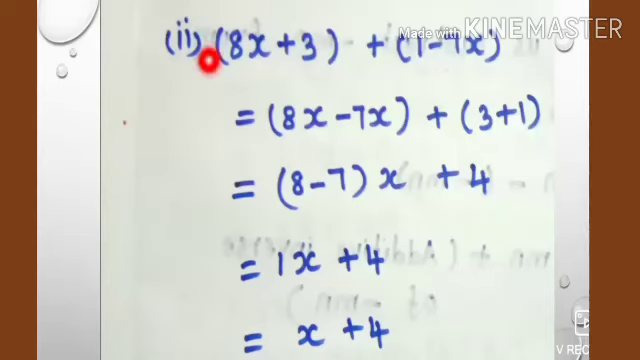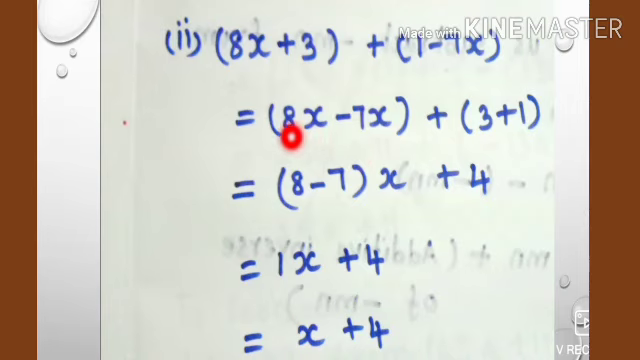The second problem: add the expressions 8x plus 3 and 1 minus 7x. Here 8x and minus 7x are like terms in x. 3 and 1 are constants, which are also like terms. Here let us arrange the like terms separately in an algebraic expression. In the next step, we know how to add or subtract algebraic terms. It is very simple to add or subtract the algebraic terms. We add or subtract the coefficients alone.